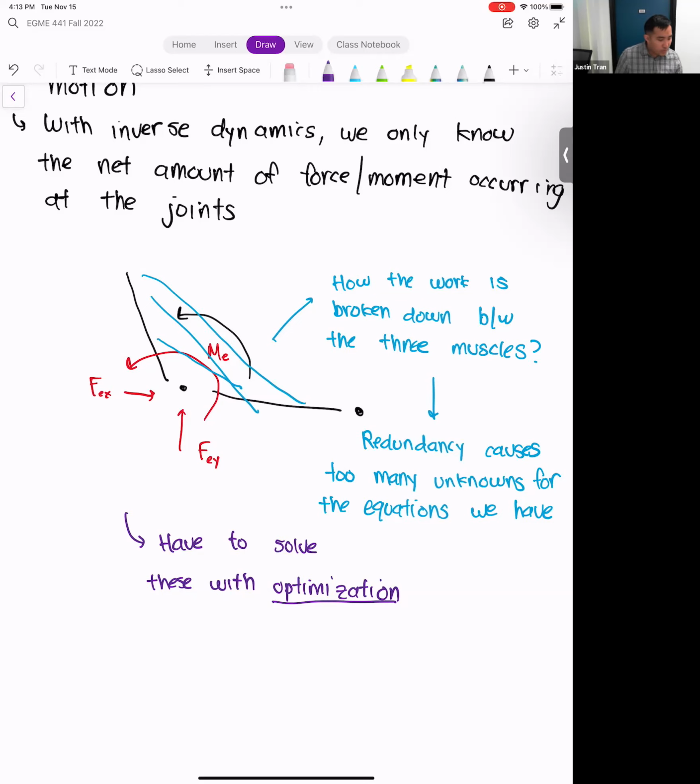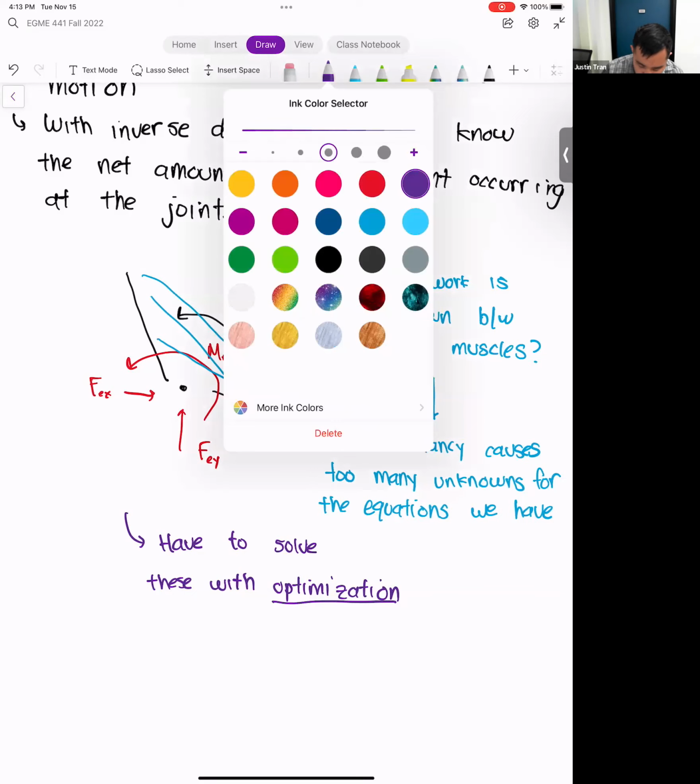Okay. All right. So let's talk a bit more about optimization concepts and optimization terminology.